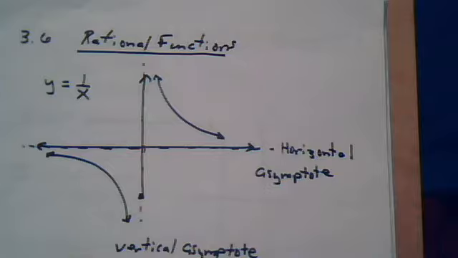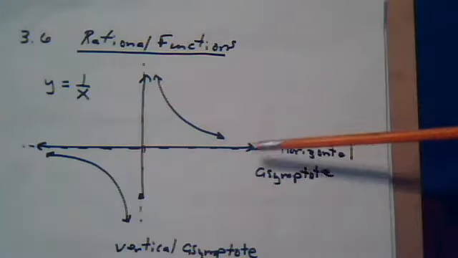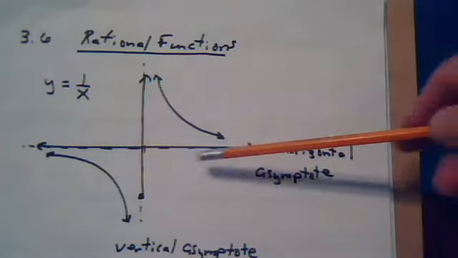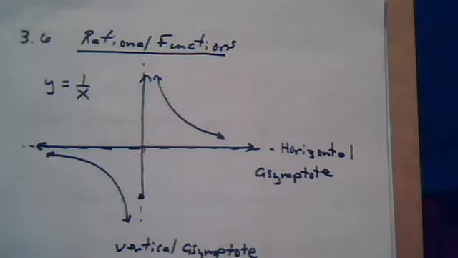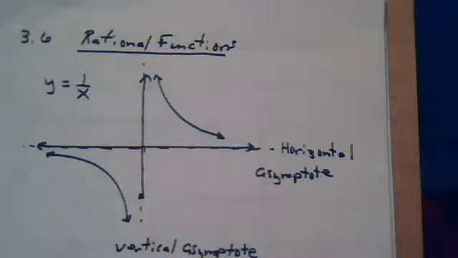They also have something special. They have vertical asymptotes and horizontal asymptotes. Those are those broken lines you see. Those broken lines are broken because they're not part of the graph, but they help us graph rational functions. An asymptote is a line that the graph approaches.